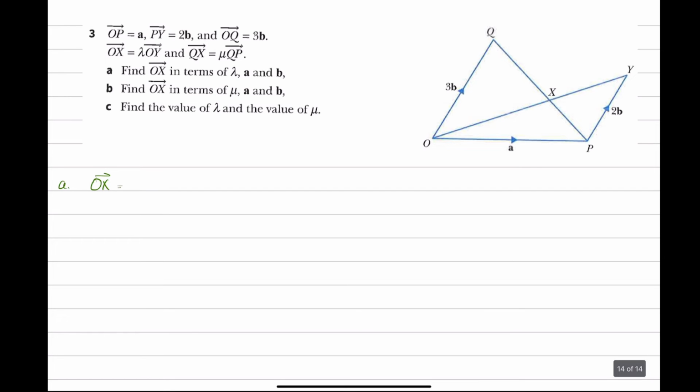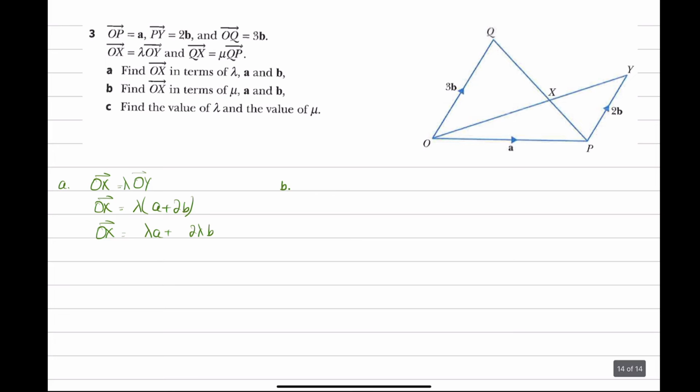OX is, if you think about it, basically equal to lambda times OY. So this question is slightly different in the sense that here we don't have to add or subtract two vectors. It's just OY. OY, however, will be found by adding two vectors. So OY will be equal to A plus 2B. So that's going to be lambda A plus 2 lambda B. All right, good job. Now just like that, can you guys do part B, and then we'll do part C together.